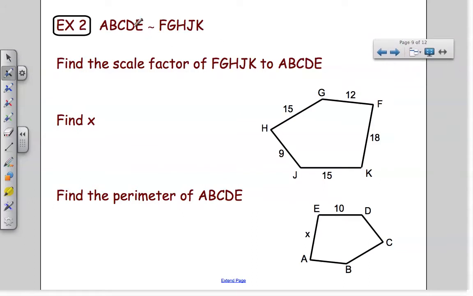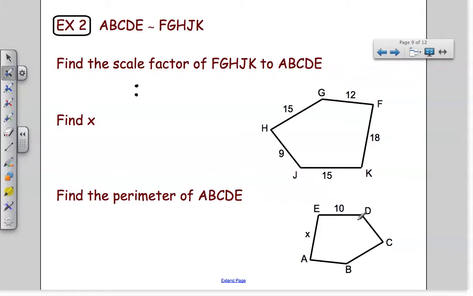In this example, it tells you right away that ABCDE, which is here, is similar to FGHJK. So these two figures are similar. First task, find the scale factor of FGHJK to ABCDE. So I know the correct order I should be writing these in. I want a number from this guy first, a number from here second.